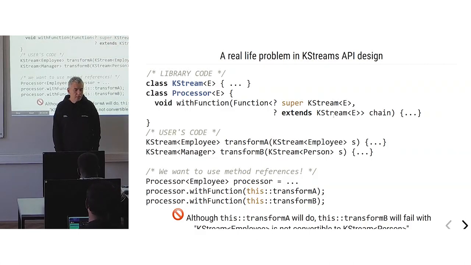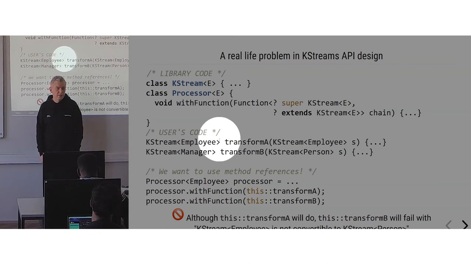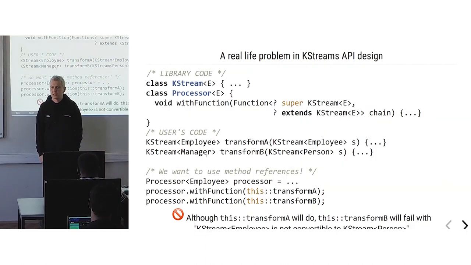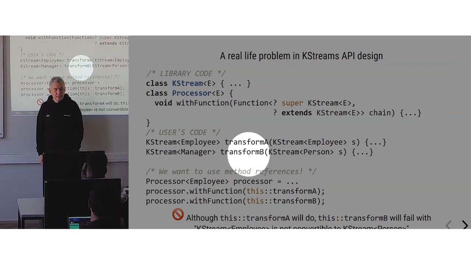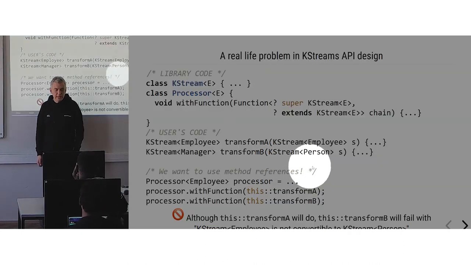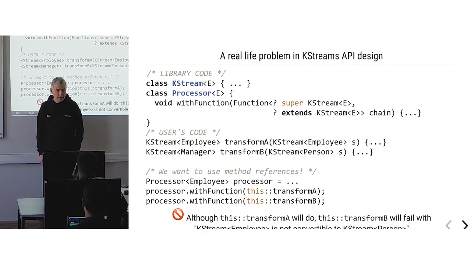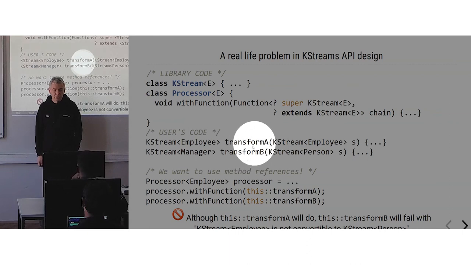And in the user's code, for example, you have this method that transforms KStream of Employee to KStream of Employee. This one is simple. And this one transforms, say, KStream of Person to KStream of Manager. Still, this transform B also transforms KStream of Employee to KStream of Employee. Right? Because if we need a transformation from Employee to Employee, this one must fit our requirement, because it takes Persons, so Employees will do as an argument, and it returns Managers, which will do as Employees. So semantically, both are valid.